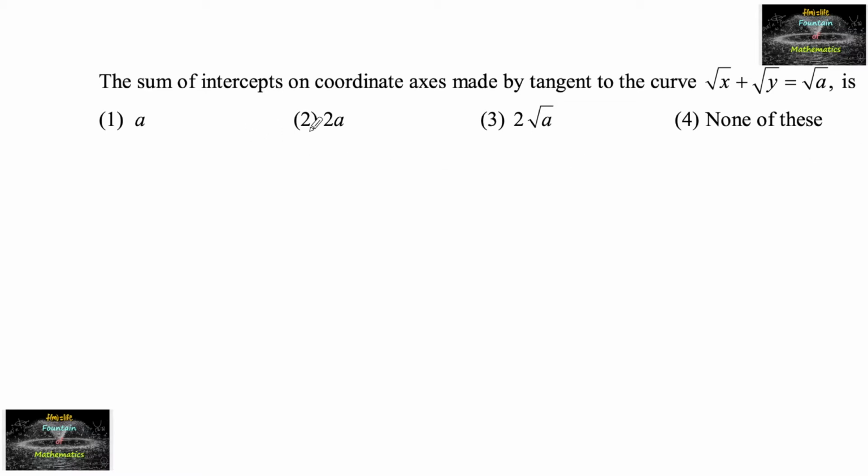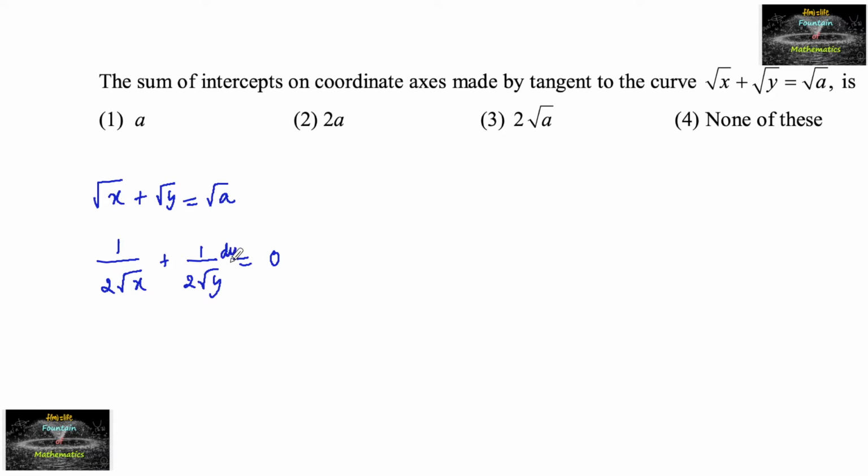The sum of intercepts on coordinate axis made by tangent to the curve root x plus root y is equal to root a. So let's find first a slope of tangent, differentiating with respect to x. So 1 by 2 root x plus 1 by 2 root y dy by dx is equal to, it's a constant, 0.